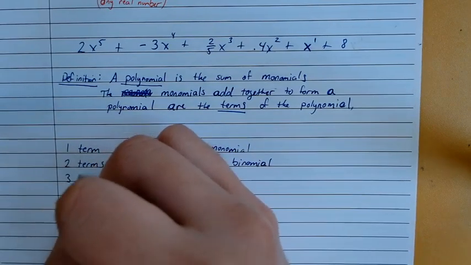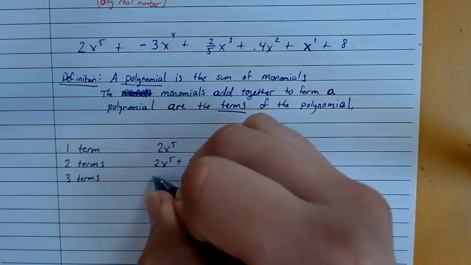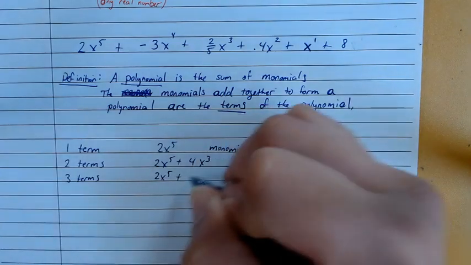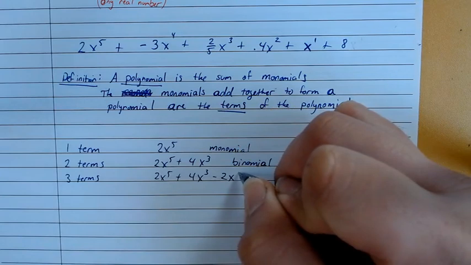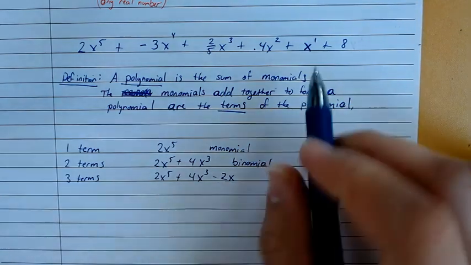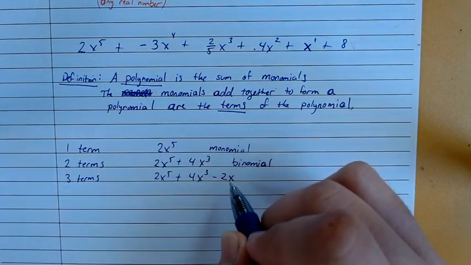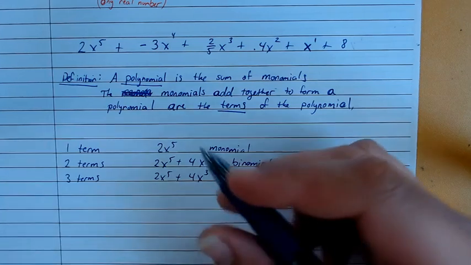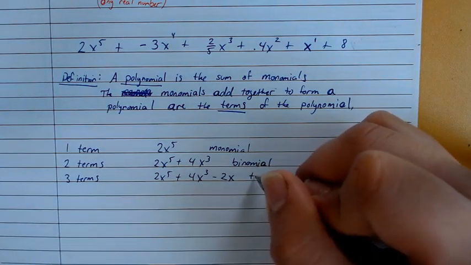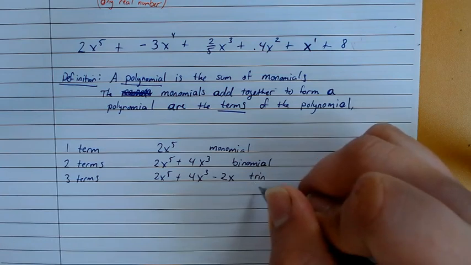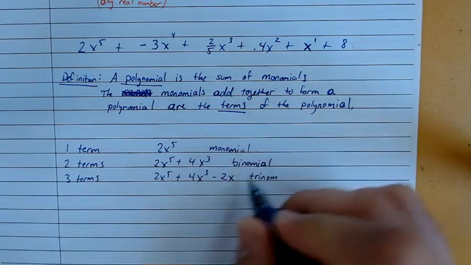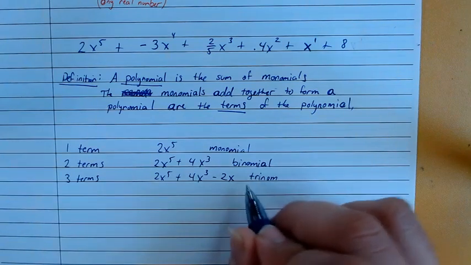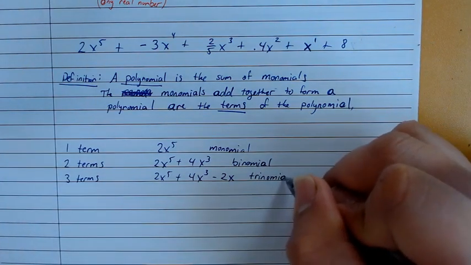If something has three terms, for example, 2x to the fifth plus 4x to the third minus 2x to the first power. Whenever we have a first power, we generally just don't write it. X to the first is just x. When something has three terms, you call that a trinomial. Tri meaning three, like tricycle, three wheels. Triceratops, my favorite childhood dinosaur, three horns. Okay.